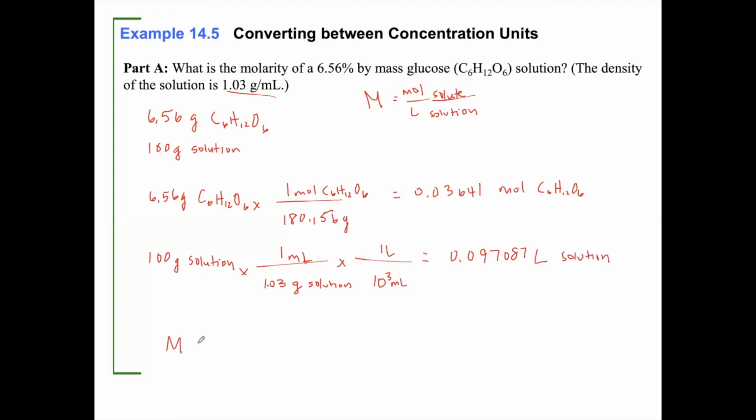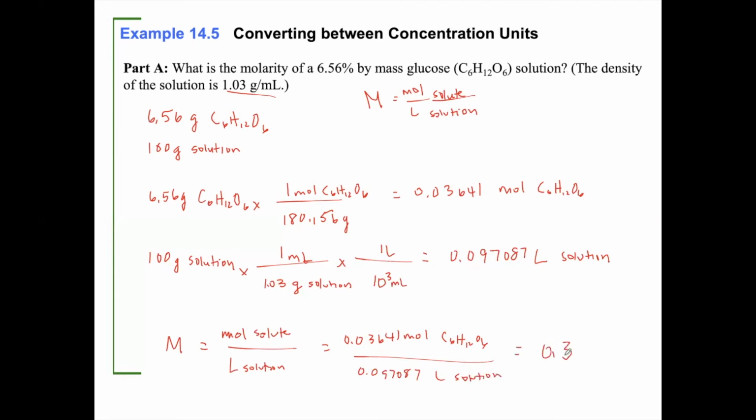Okay, so now our molarity is our moles of solute over liters of solution. So 0.03641 moles of glucose divided by 0.097087 liters of solution. And that should be 0.375 molar. Okay.